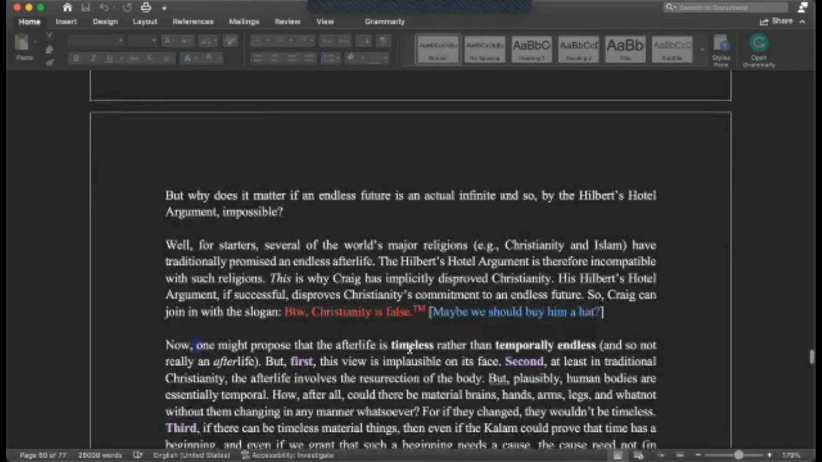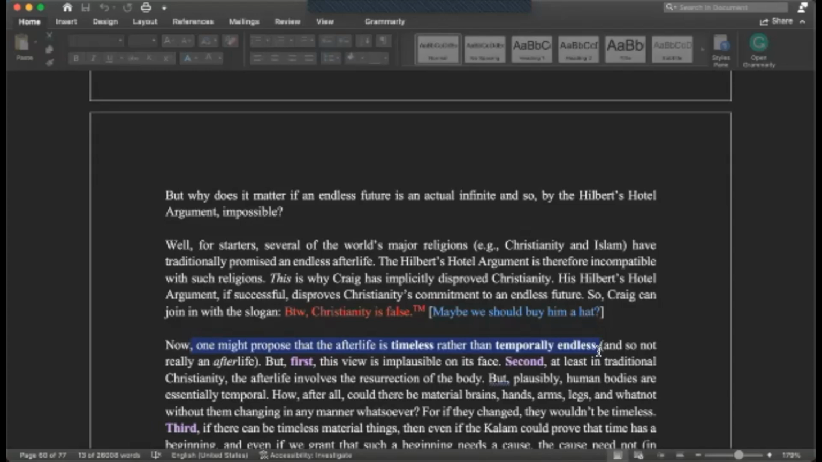Now, one might propose that the afterlife is timeless rather than temporally endless to get around this. And so then it wouldn't really be an afterlife, right? Because that's a temporally after. But first, at least by my lights, this view is just implausible on its face. But second, and more fundamentally, at least in traditional Christianity, the afterlife involves the resurrection of the body. But plausibly, human bodies are essentially temporal. How, after all, could there be material brains, hands, arms, legs, and whatnot without them changing in any manner whatsoever? For if they changed, they wouldn't be timeless, right?